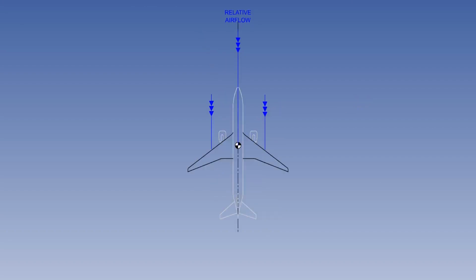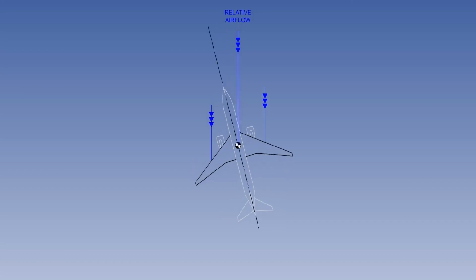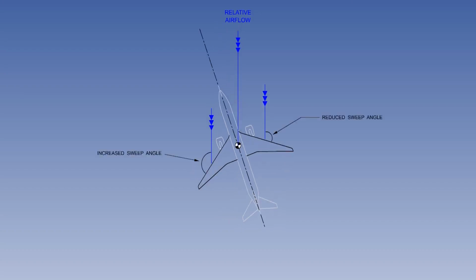A swept wing also gives a small stabilizing moment. Whenever the aircraft side-slips, in this case to the right, the right wing has a reduced sweep angle and the left wing has an increased sweep angle. This gives more lift on the right wing and less lift on the left wing. Consequently, the right wing has more induced drag and the left wing has less induced drag, which results in a small stabilizing contribution.